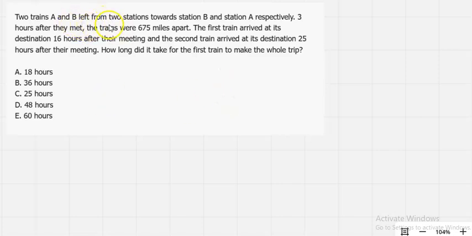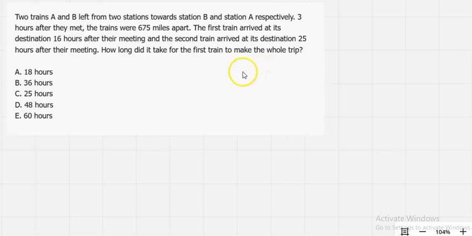Two trains left from two stations, A and B, towards station B and station A respectively. 3 hours after they met, the trains were 625 miles apart. The first train arrived at its destination 16 hours after their meeting, and the second train arrived at its destination 25 hours after their meeting. How long did it take for the first train to make the whole trip?